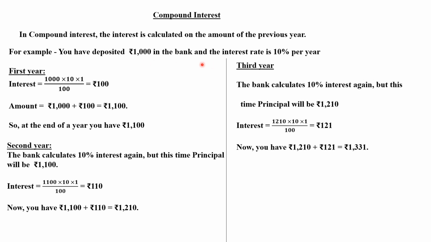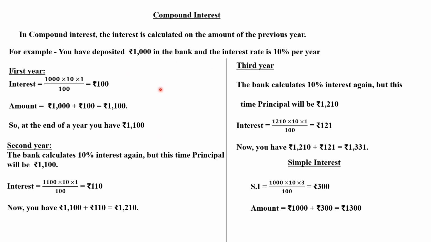Now, if I calculate the same amount using simple interest, then what will happen? Simple interest: principal will be 1000 rupees, rate is 10%, time is 3 years, divided by 100, and I am getting my interest as 300 rupees. So the amount will become 1000 plus 300, which is 1300. Now the difference between compound interest and simple interest is here only.